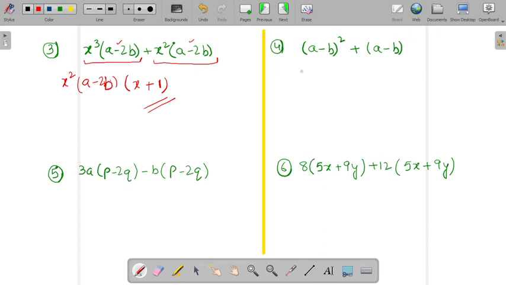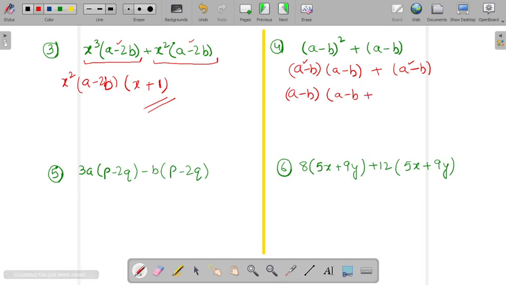Now in question 4. In question 4, this is a minus b whole square. So we can write it 2 times, like this we can write it. And plus a minus b. Now let's see what is common. a minus b and a minus b is common. So we will take it out. And what is left now? 1, a minus b plus, this we have taken out. So it means nothing is there. So it means 1 is left out. Isn't it? It's quite easy.